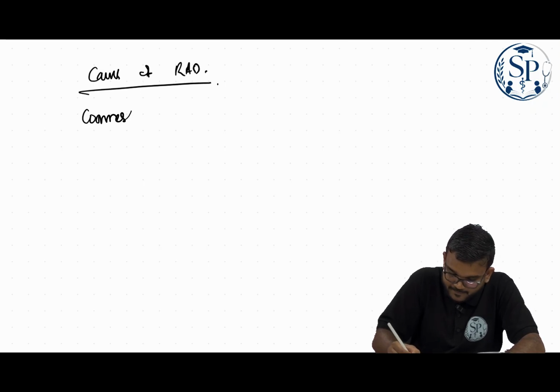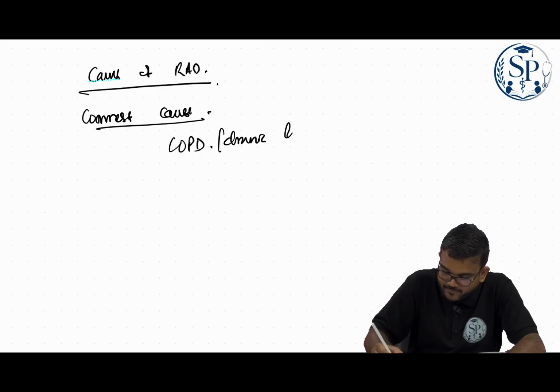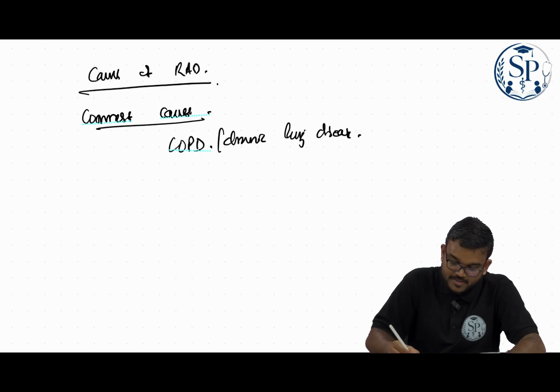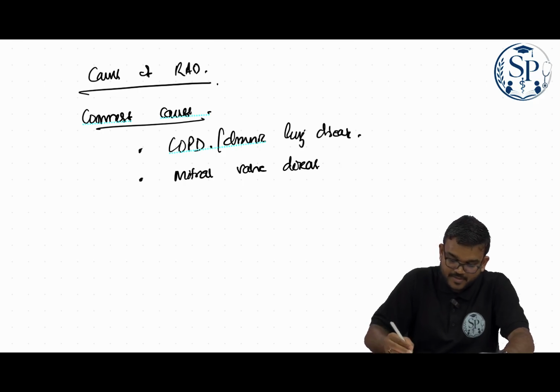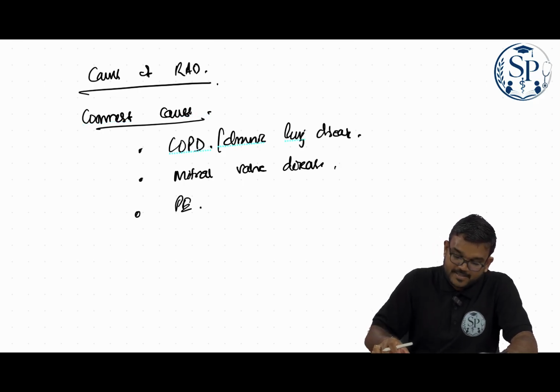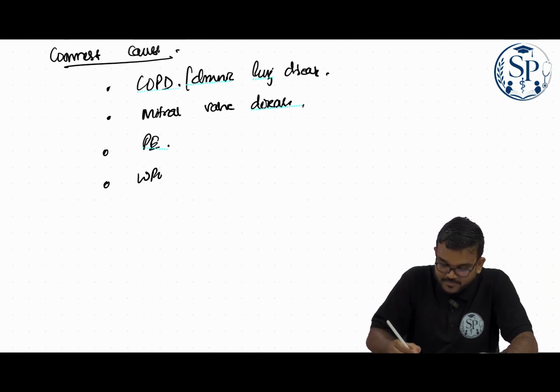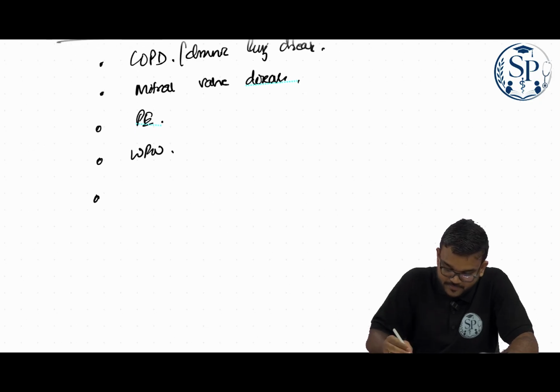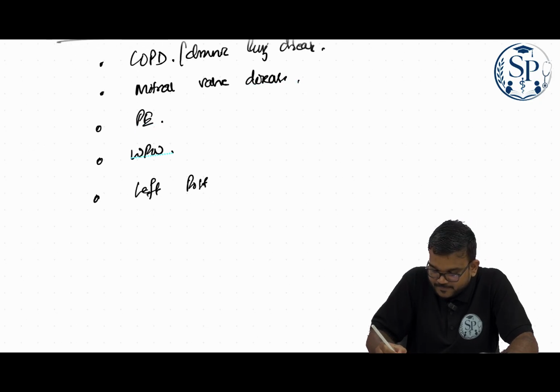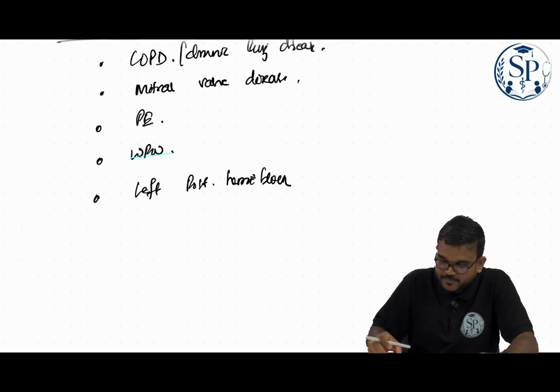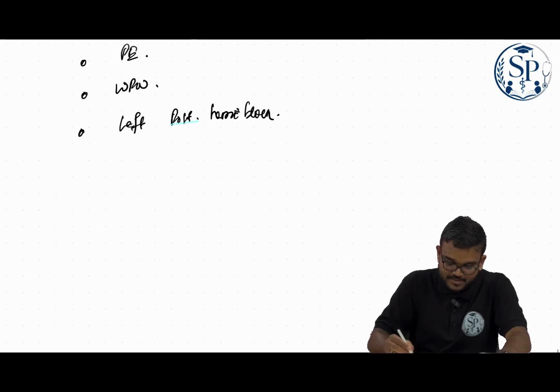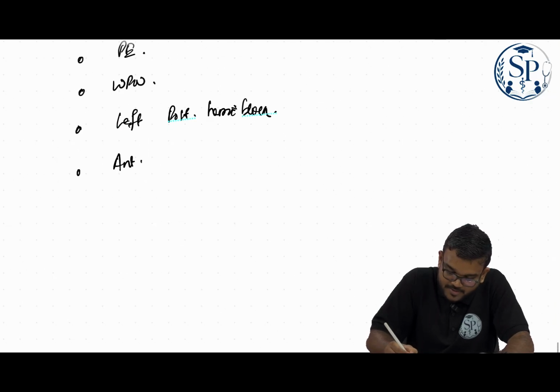Now coming to the causes of right axis deviation, the commonest cause being COPD, chronic lung disease, then mitral valve disease, then pulmonary embolism, then WPW syndrome, Wolff-Parkinson-White syndrome, then left posterior hemiblock, then anterolateral wall MI.